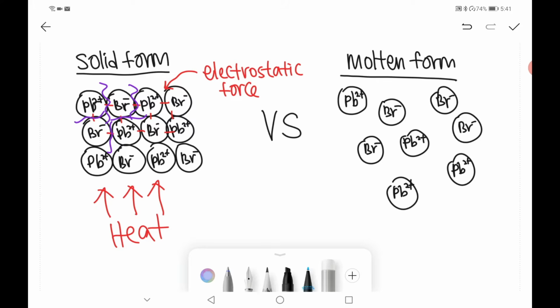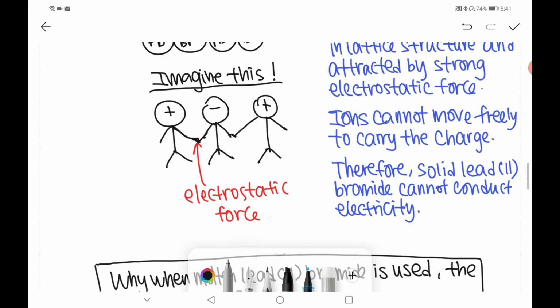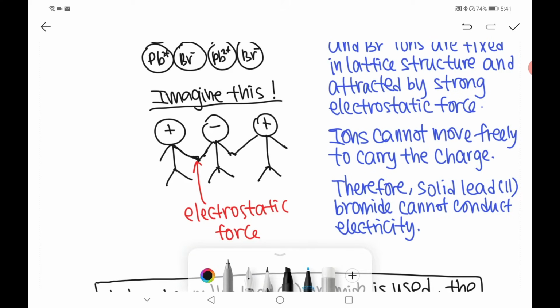So with no more force, you can imagine the same picture we had just now. I just copied this picture again.